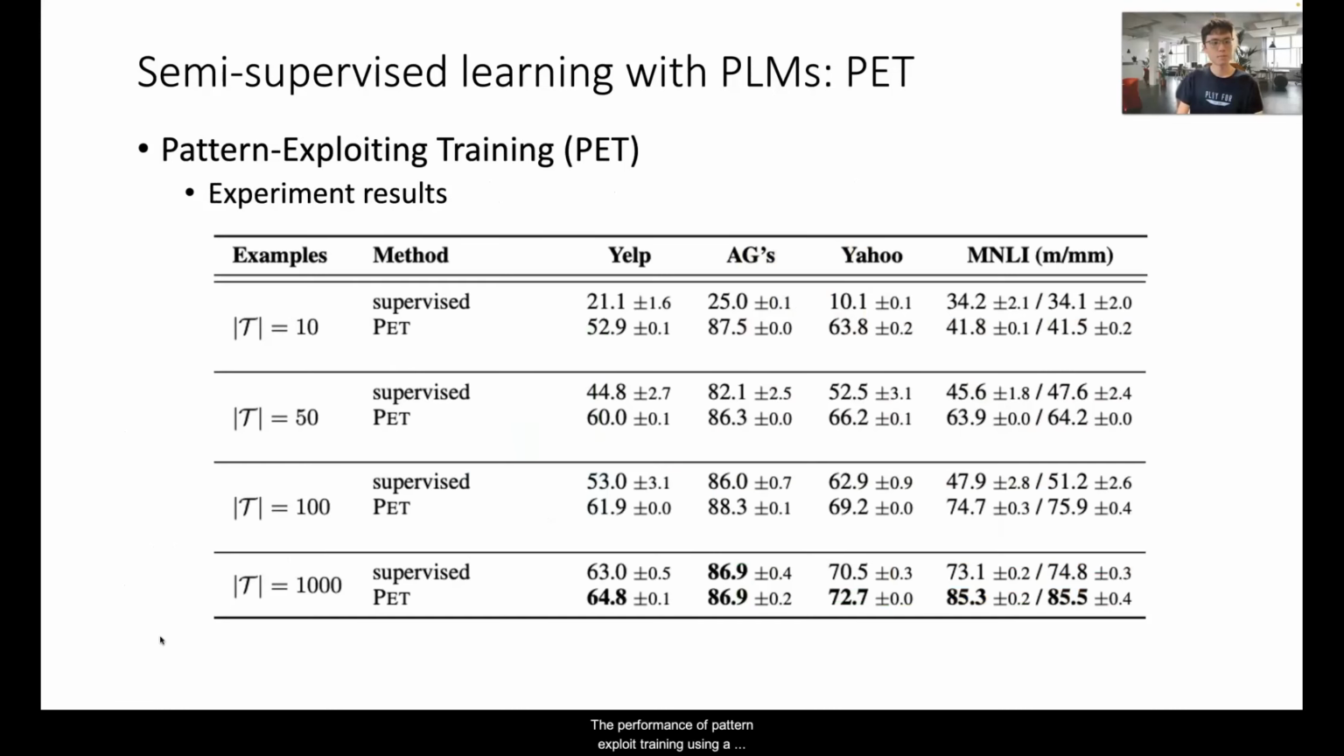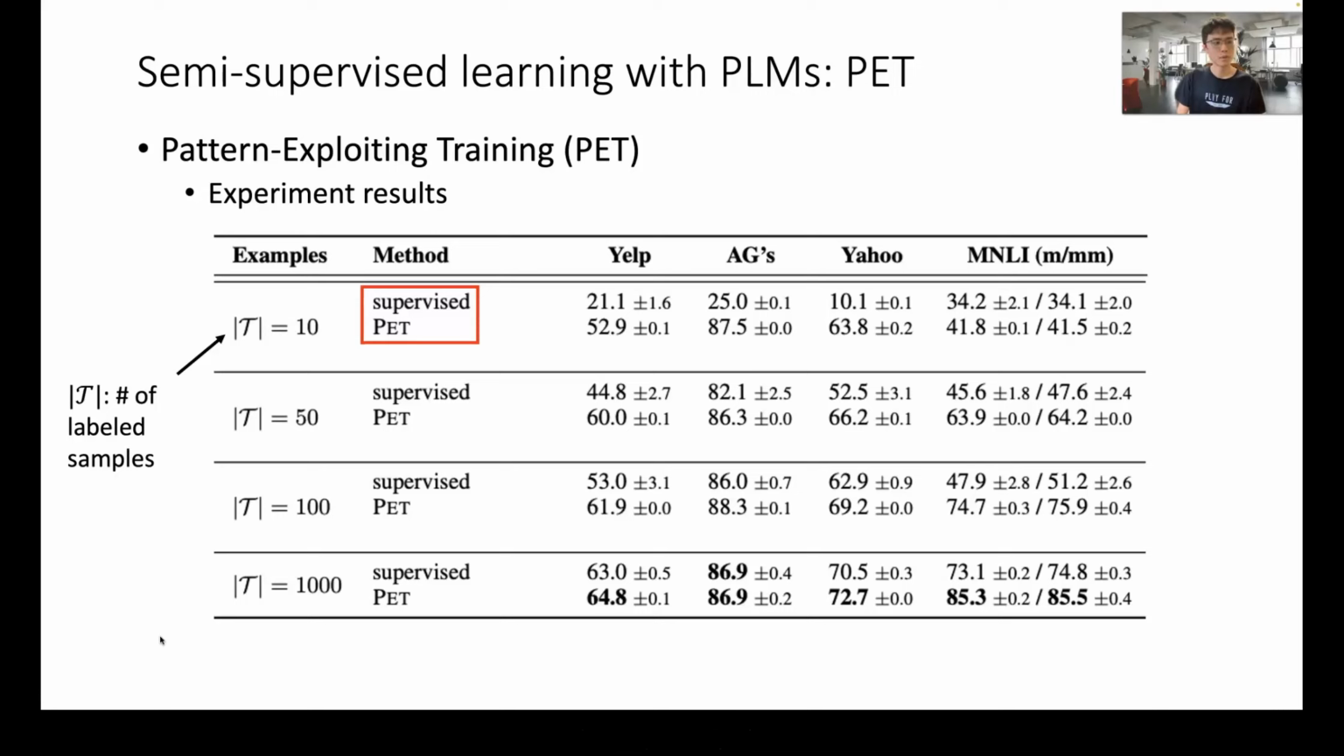The performance of pattern exploit training using a different number of training samples is shown in the table. The T here means the number of labeled training samples. The supervised here means that the model is trained using standard fine-tuning only on the labeled dataset, and the PAT means using the labeled samples and the other unlabeled samples for training. One can see that PAT always performs better in all scenarios. While PAT requires additional unlabeled samples, they are not very hard to acquire in reality.